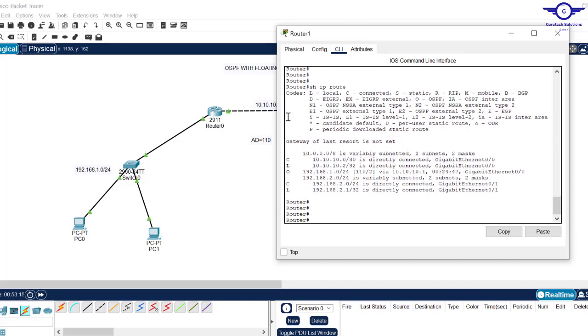All right, show IP route, show the routing table. You can see OSPF has been installed here, and we also have local route and directly connected.